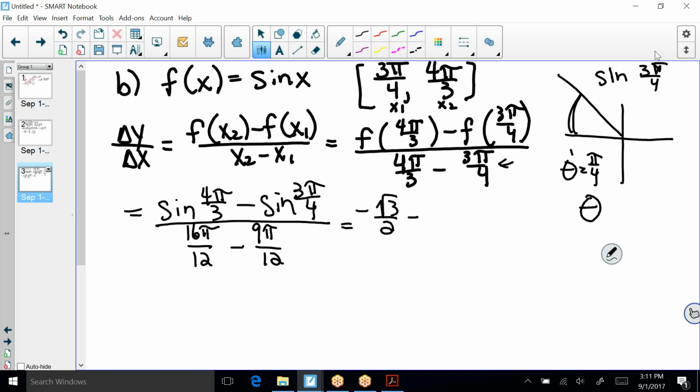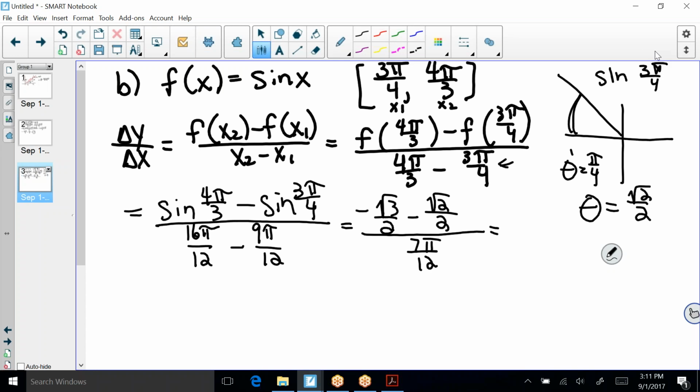except we just want to check the sign, whether it's positive or negative. Sine is positive in quadrant 2, so the sine of 3 pi over 4 is going to be positive root 2 over 2, same as the sine of pi over 4. So this is going to be minus root 2 over 2. And then that's going to be divided by, now we can do that subtraction since we have a common denominator. And 16 pi minus 9 pi is going to be 7 pi over 12.